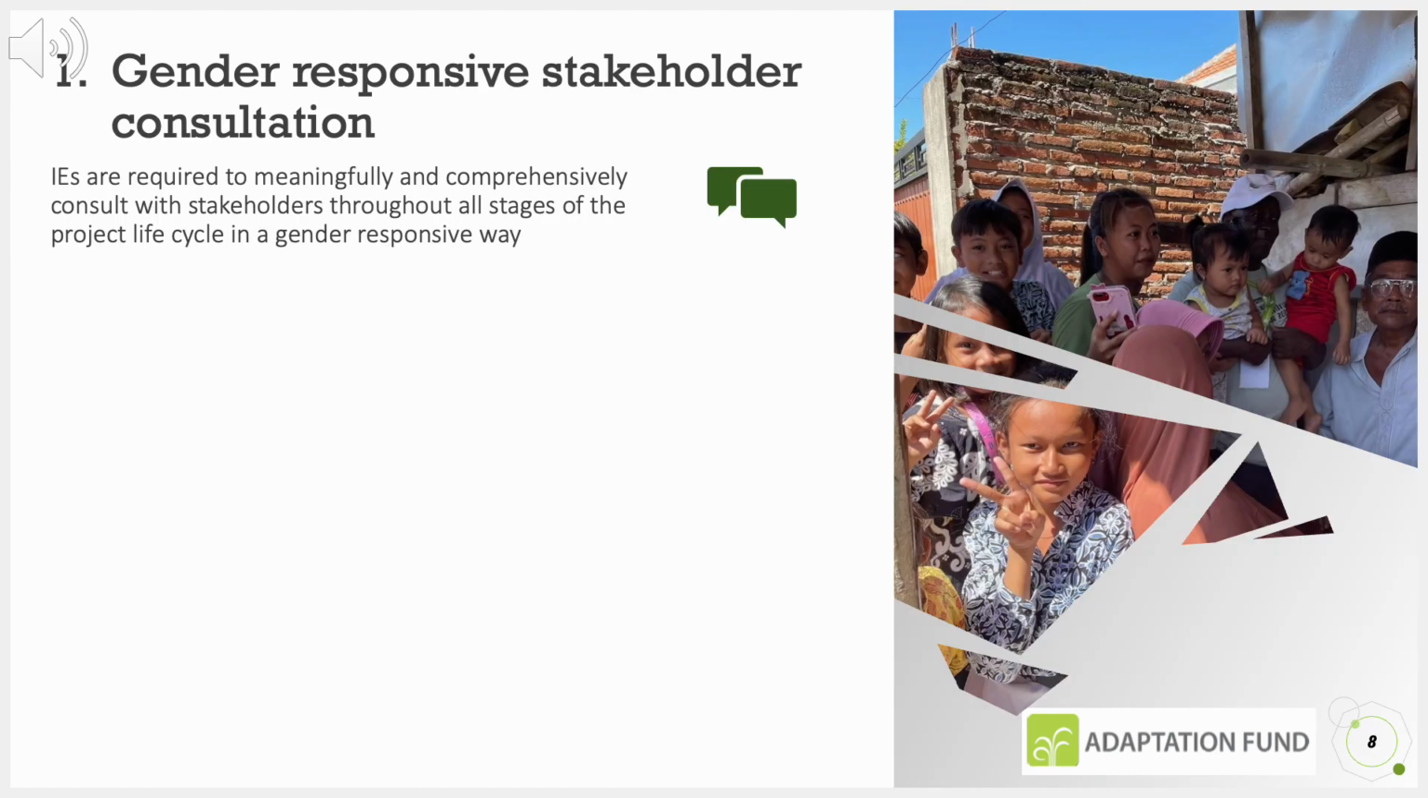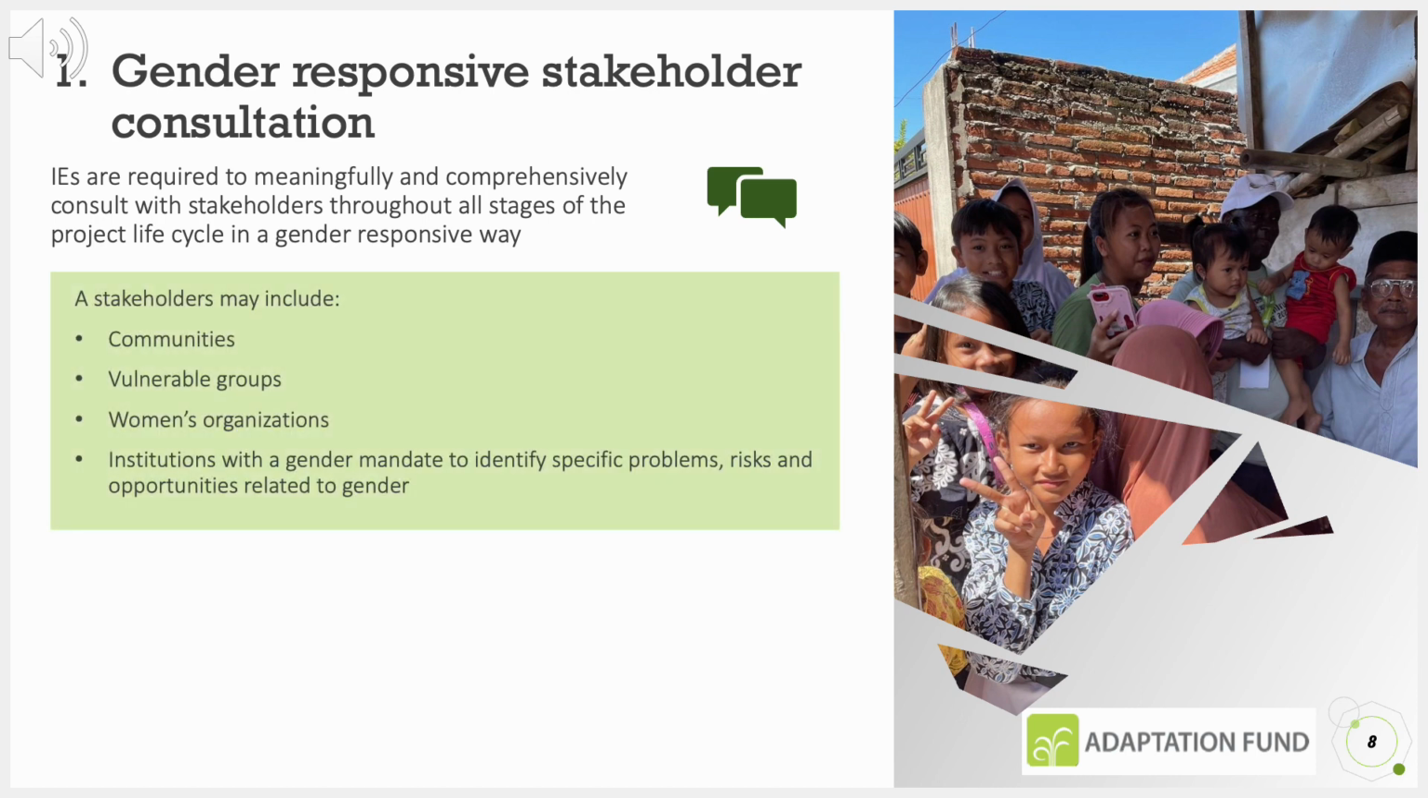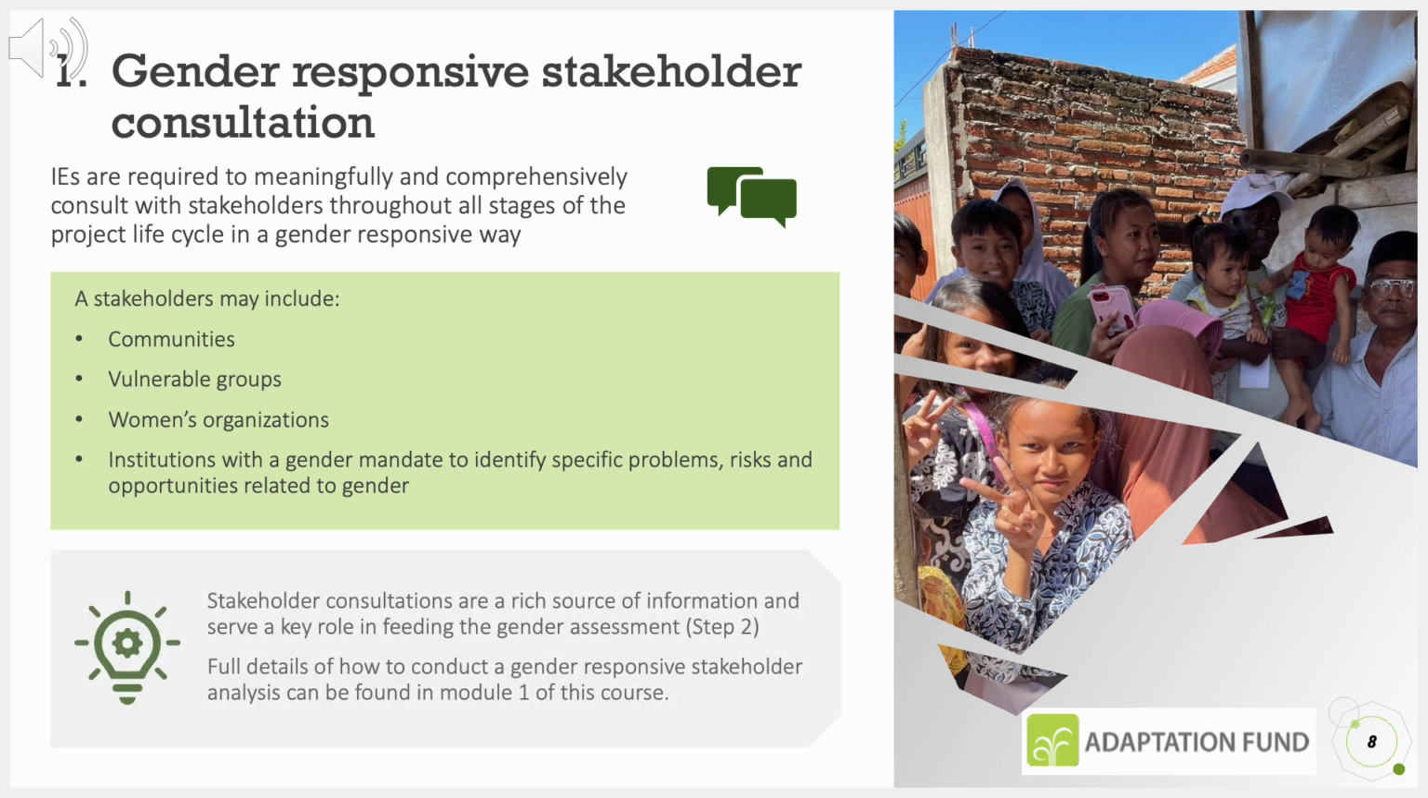Step 1. Implementing entities are required to meaningfully and comprehensively consult with stakeholders throughout all stages of the project lifecycle in a gender-responsive way. Stakeholders may include communities, vulnerable groups, women's organizations, and institutions with a gender mandate to identify specific problems, risks, and opportunities related to gender. Consultations are a rich source of information and will serve a key role in feeding the gender assessment in Step 2. Full details of how to conduct a gender-responsive stakeholder analysis can be found in Module 1 of this course.